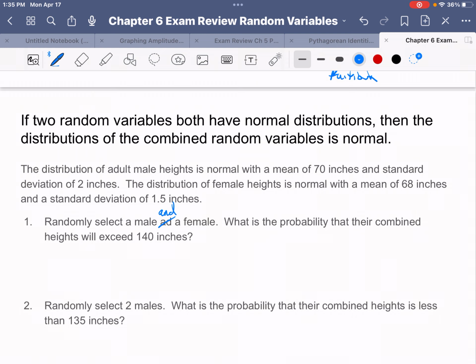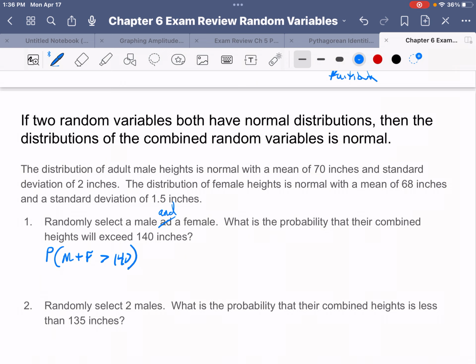The distribution of adult male heights is normal with a mean of 70 inches and a standard deviation of 2 inches. The distribution of female heights is normal with a mean of 68 and a standard deviation of 1.5. Randomly select a male and a female. What is the probability that their combined heights will exceed 140? What is the probability that a male plus a female will exceed 140?